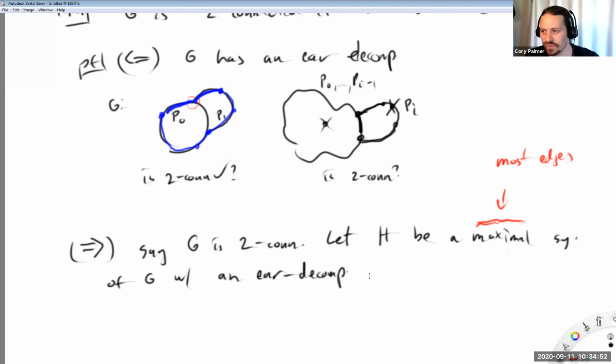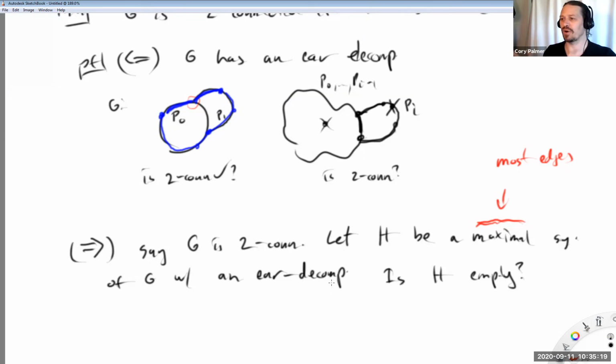Okay, so the first question is, is H even well defined? Is it empty? Does H have any content at all? Because we want to start up a procedure here. If it's empty, then we can't do anything with it. So I'll ask this question: is H empty? Is that even possible? Well, hopefully not. But why not? Why does G definitely contain a subgraph that has an ear decomposition?